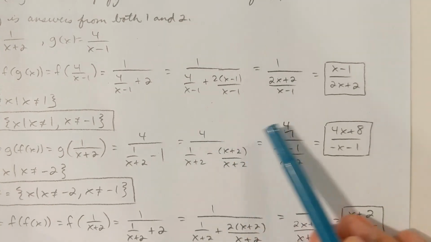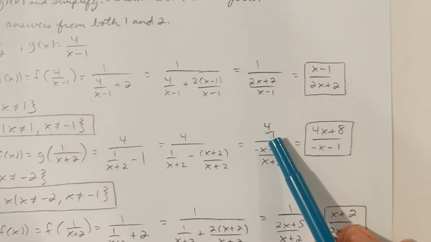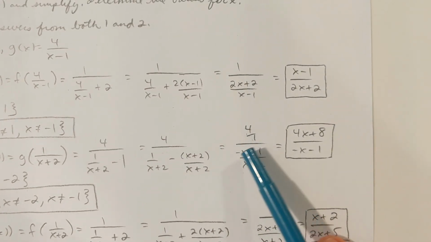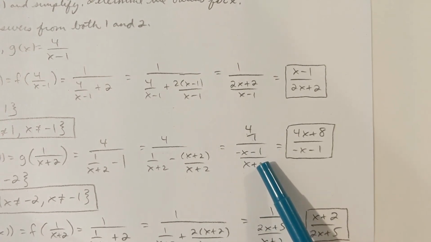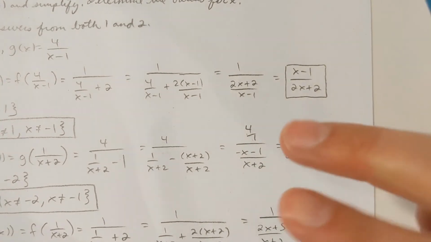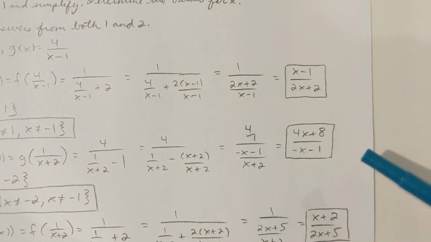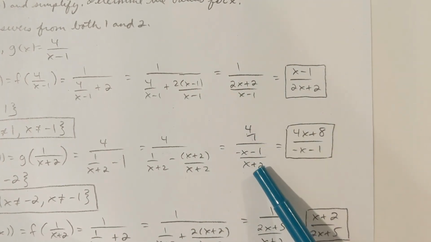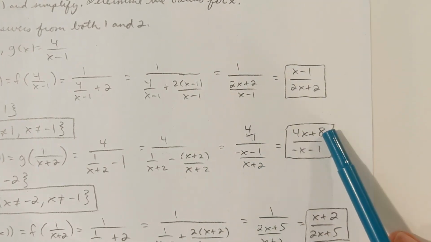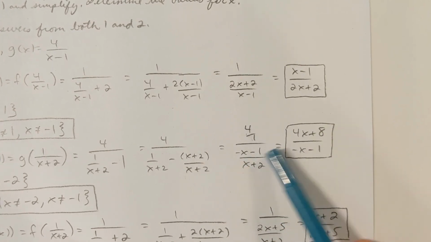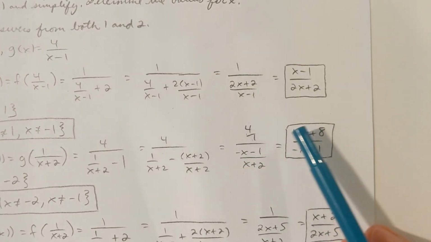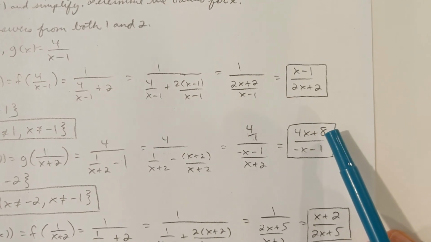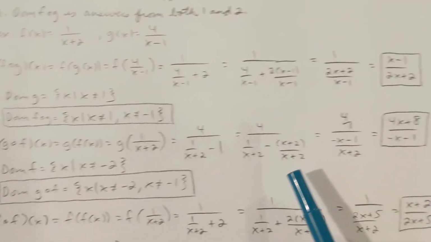Okay, now 4, that's the same as 4 over 1. And again, since I'm dividing by a fraction, the rule would be to flip the denominator and multiply. So 4 times x plus 2 would be 4x plus 8. Negative x minus 1 would be in the denominator. And this here would be in complete simplified form.